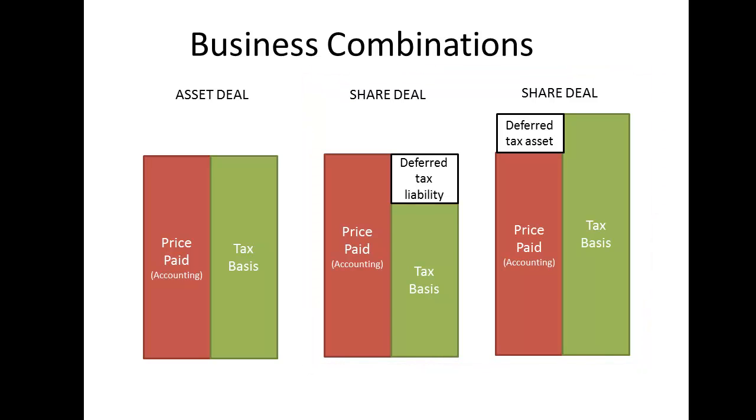Now, this situation gives rise to taxable differences which can vary depending on the amount paid by the purchaser and the allocation of the purchase price across the asset classes. Where the tax basis of the net assets is lower than the purchase price, this will, generally speaking, give rise to a deferred tax liability. And when the tax basis is higher than the purchase price, this will, generally speaking, give rise to a deferred tax asset. And why is that?